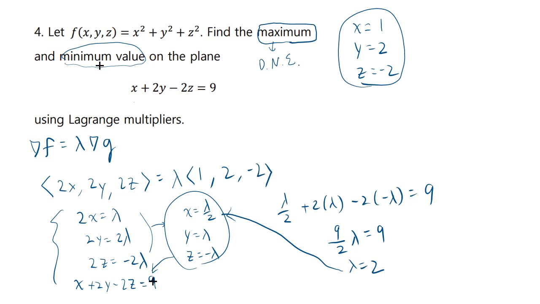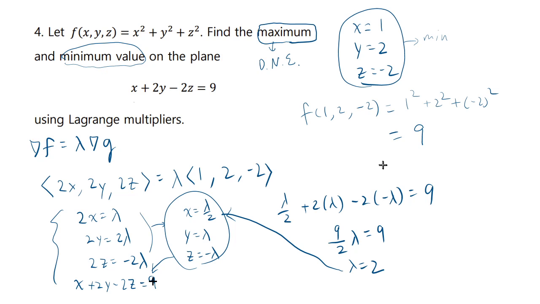And if that minimum value does exist, then Lagrange multipliers must be satisfied. And because Lagrange multipliers only gave us one solution, this must be the minimum. So this should give us a minimum value. And what is f of 1, 2, negative 2? That's 1 squared plus 2 squared plus negative 2 squared, and that's equal to 9.